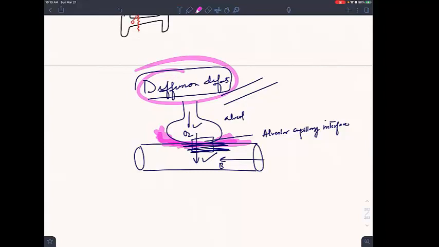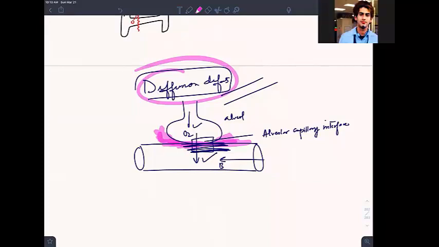Diffusion is not happening. That means there should be something at that place that is stopping the diffusion of oxygen from the alveoli towards the blood vessel, and the diffusion of carbon dioxide from the blood vessel towards the alveoli. So I will give two examples. The first example is interstitial fibrosis. I am telling you there is a fibrosis.